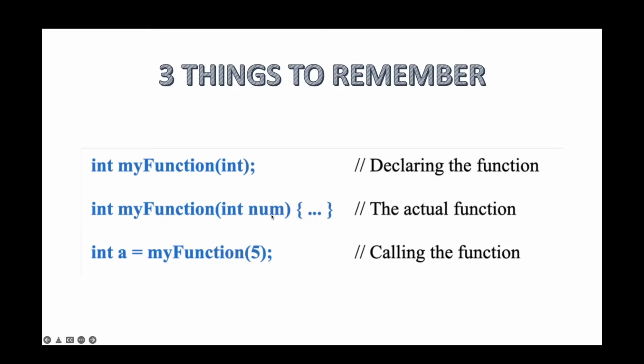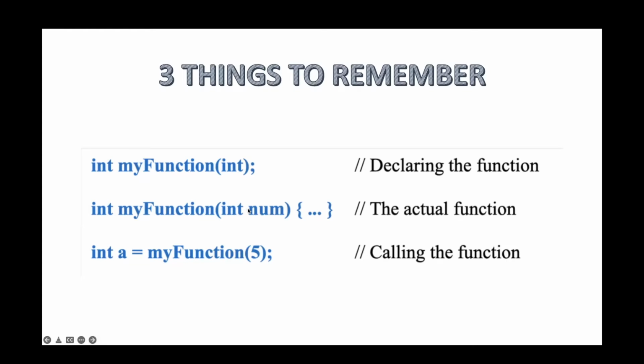Now the name here, num in this case, inside the function is going to have the value that I'm sending in as a parameter, right? So this will match, except when I'm declaring it and not putting the name of the variable, only the type.